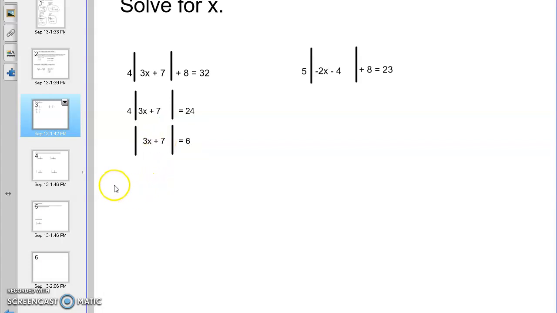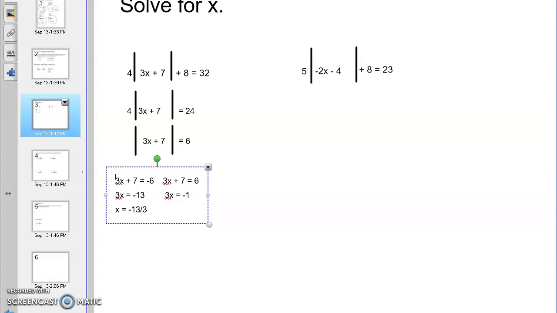we're getting the absolute value alone. And then we set up two equations. We set it equal to negative 6, and we set it equal to positive 6. 3x equals a negative 13. 3x equals a negative 1. X equals negative 13 over 3. X equals negative 1 over 3. And those are my answers.